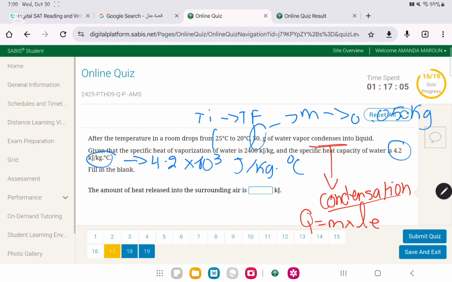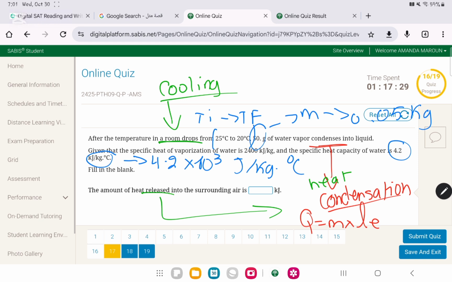But the second thing is what? Is that the temperature in the room drops. So that means what happens? It's cooling down. So we not only need to find the heat released, meaning given off, from the condensation, but we also need to find the heat released from the cooling. So very simply, what you need to do is take the total amount of heat is equal to the cooling heat plus the condensation heat.